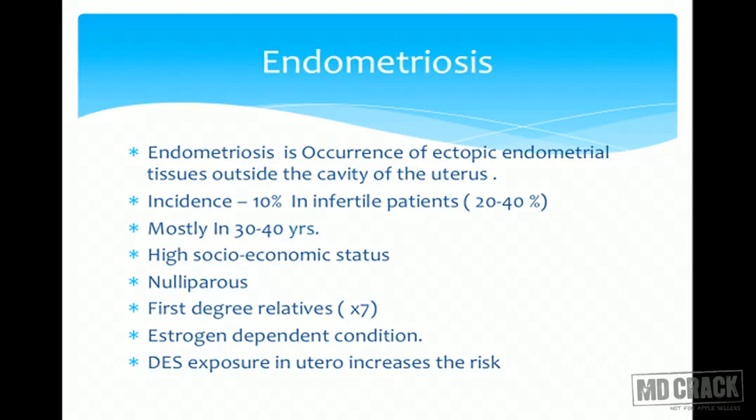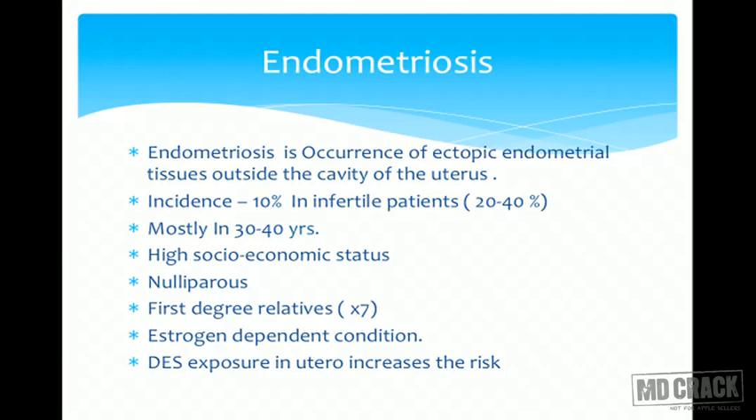What is the incidence? It's around 10% in the normal population, and in infertile patients the incidence is much more, that is 20 to 40%. Age group 30 to 40, the reproductive age group. Again seen in high socioeconomic status, nulliparous patients more. Infertility and endometriosis go hand in hand. In first degree relatives, the chances are 7 times higher if a first degree relative has endometriosis.